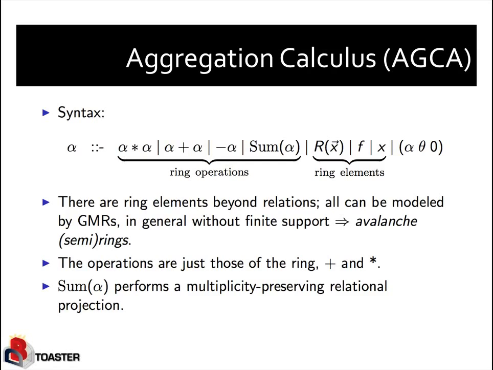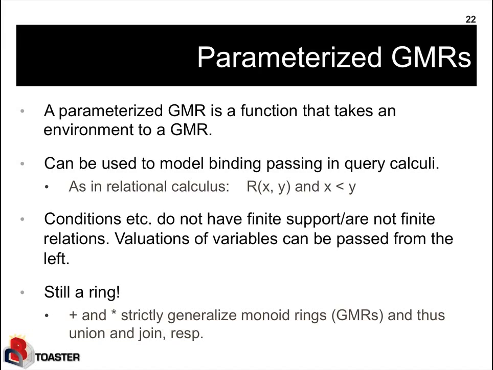And we will have to do something similar to what people have done in the theory of relational calculus, so-called range restrictions. For that, we will introduce a new notion of so-called avalanche rings. And we will generalize our generalized multiset relations to something even more general called parameterized multiset relations.